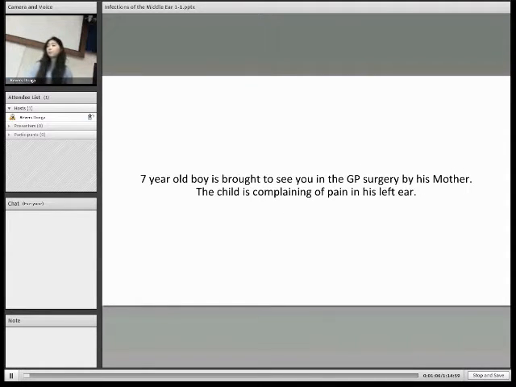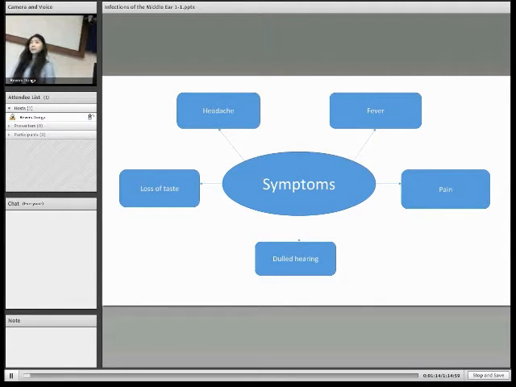So a 7-year-old boy is brought to you by his mother and he is complaining of pain in his left ear. So his symptoms are a headache, fever, pain, dulled hearing and loss of taste. The fever can be explained by release of inflammatory mediators in response to infection.